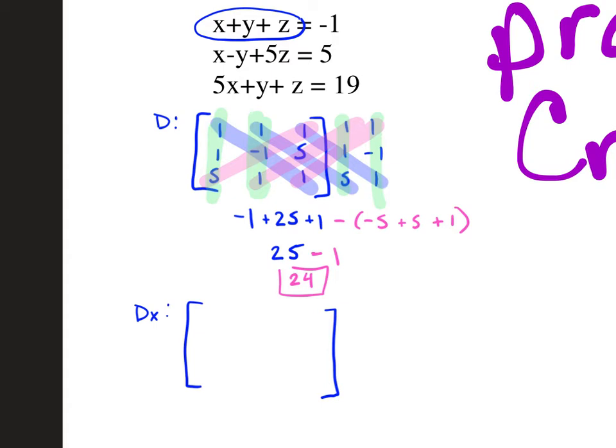Awesome. We put the answers in for x. So whatever our little subscript there is, we have to put the answers in that spot. So in the x column, we have negative 1, 5, and 19. So we're just putting these answers in our x column. Everything else stays the same as the original. So we just rewrite our coefficients for the y column and the z column. So we have 1, negative 1, 1, 1, 5, 1.